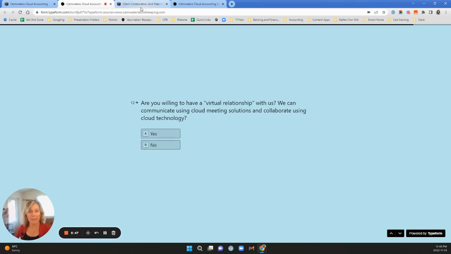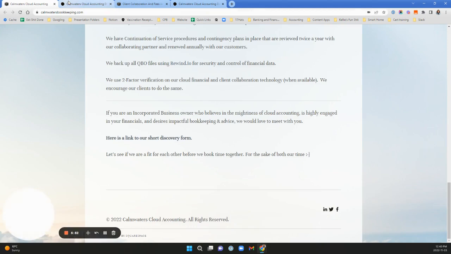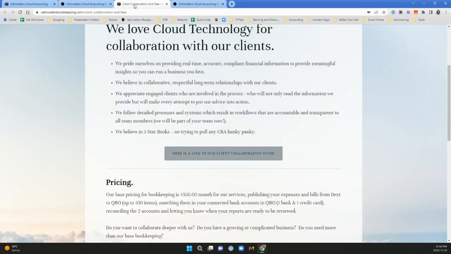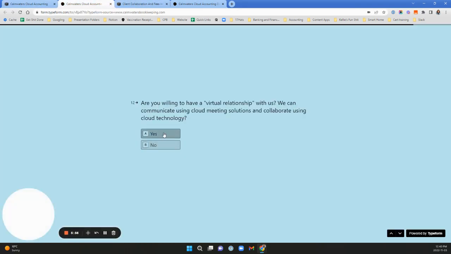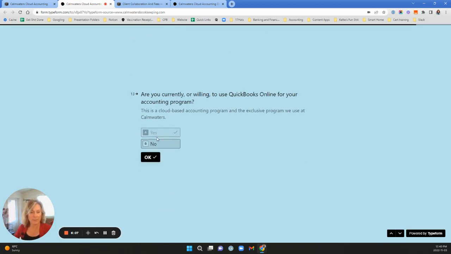No would take them back to that page that you saw previously, which now I can't find, which was we're not a fit for you. Okay, so yes, they are willing to. Are you willing to use QuickBooks Online for your accounting program? This may be a maybe for you as well, depending on the rate that you're intaking people.